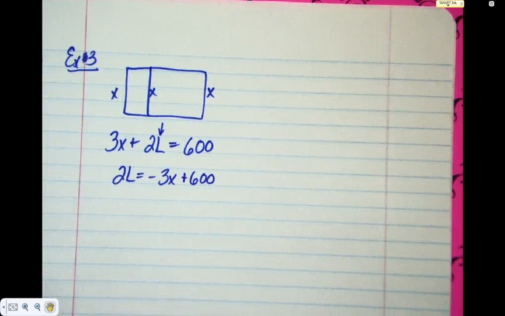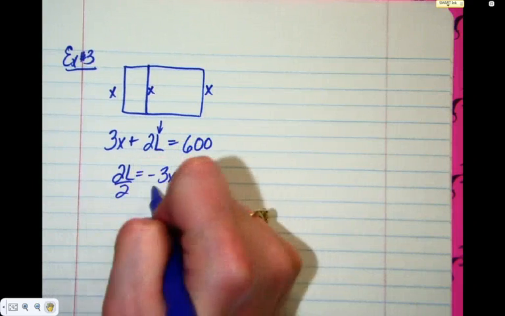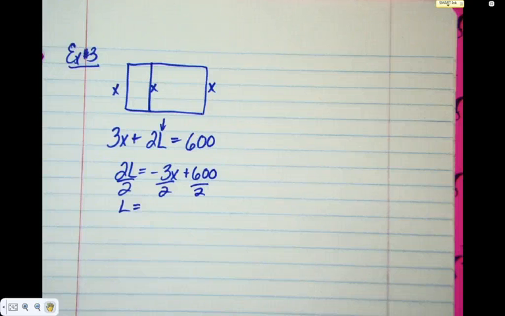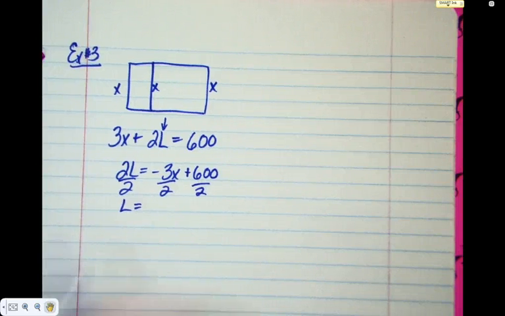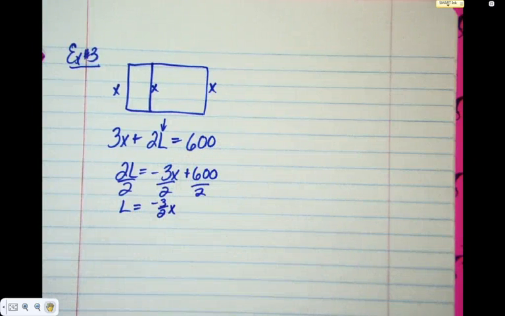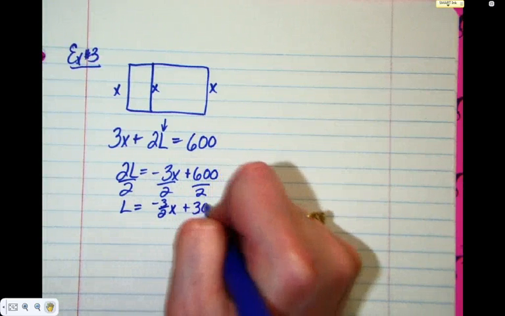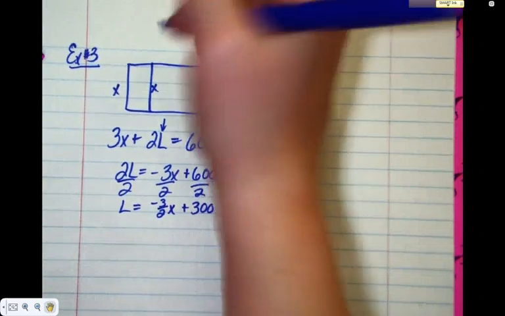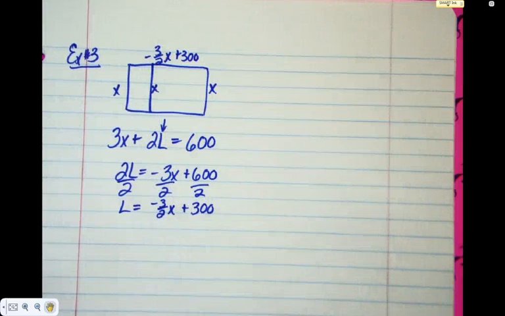How do we get rid of the 2? What the heck am I supposed to do with negative 3 divided by 2? So we can leave it as a fraction. We can put a decimal, do whatever makes your brain happy. And 600 divided by 2? Whew, that one divides evenly. So that means our length up here is negative 3 halves x plus 300.